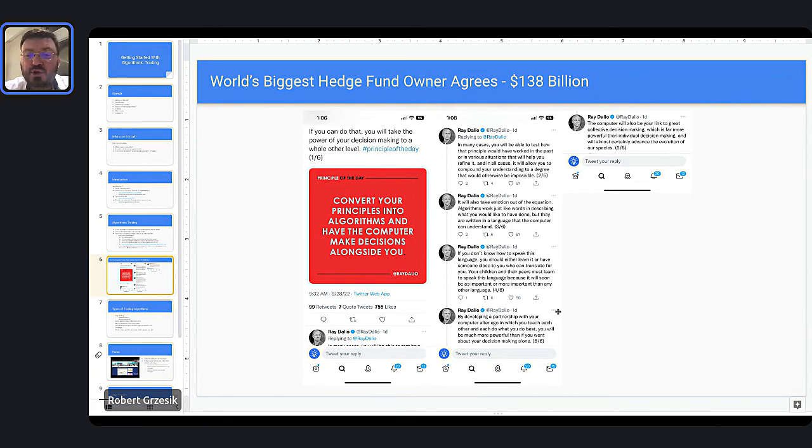By developing a partnership with your computer, alter ego, in which you teach each other and each do what you do best, you will be much more powerful than if you went about your decision-making alone. The computer will also be your link to great collective decision-making, which is far more powerful than individual decision-making, and will almost certainly advance the evolution of our species. Big words, some very big words there from one of the best investors of our lifetimes, right?